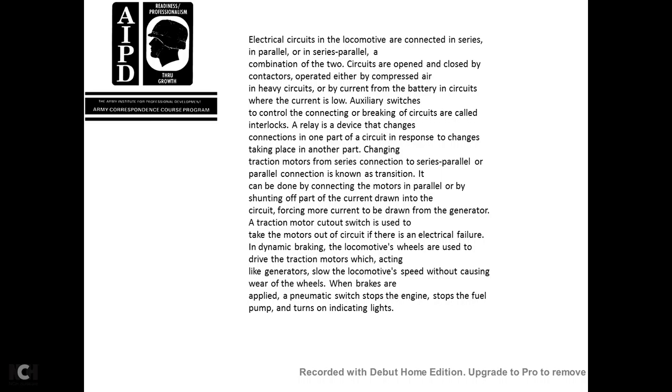In dynamic braking, the locomotive wheels are used to drive the traction motors while they act like generators, slowing the locomotive without causing wear of the wheels. When the brakes are applied, the pneumatic switching stops the engine and the fuel pump, turning off the indication lights.